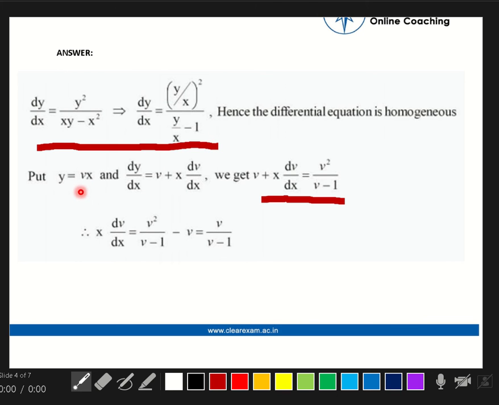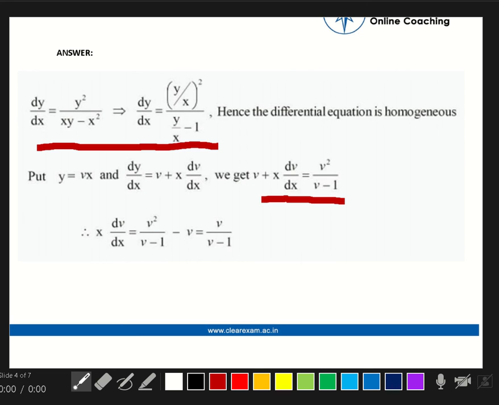Now let us put y = vx and differentiate it with respect to x. So we will get this equation, and after solving, v + x dv/dx = v²/(v − 1). Hence this equation will be equal to x dv/dx = v/(v − 1).